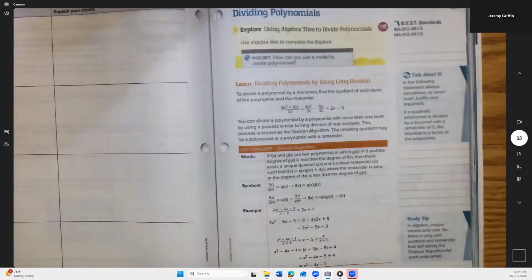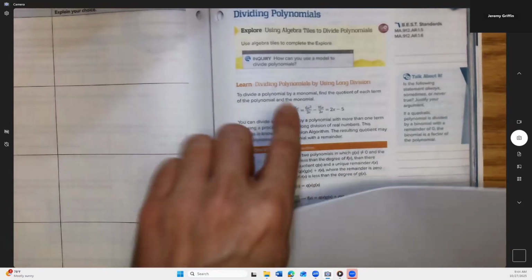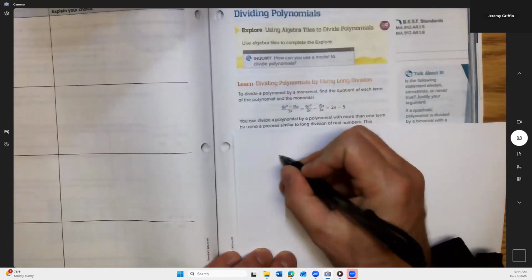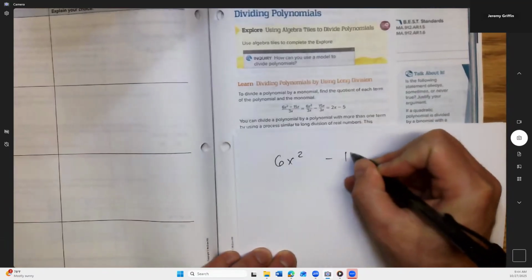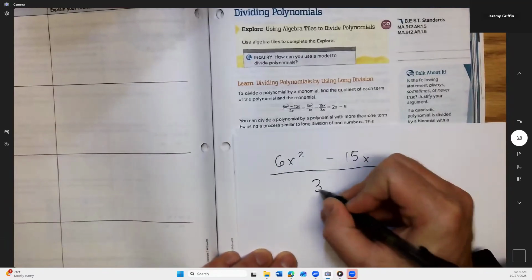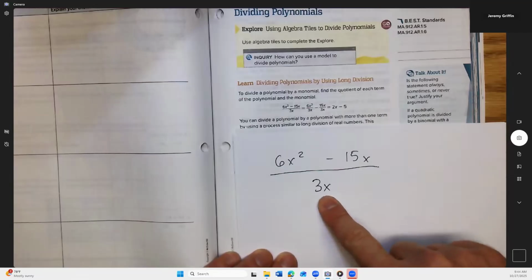I'll start with one where I'm just basically dividing by a monomial. So here, I'll pick this one right here. So what if I have 6x squared minus 15x, all divided by just a very simple monomial, 3x? Guys, mono means one, right? So monomial is just one term. There's only one term in the denominator.